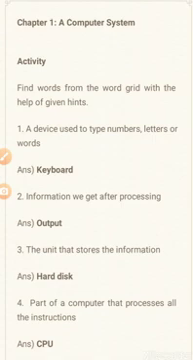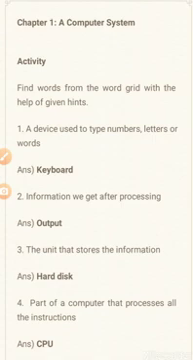Question number 2. Information we get after processing. What is the term that is given? Yes, output. Once the computer processes, the result is called the information which you get after processing, after working done by the computer, is called as output.